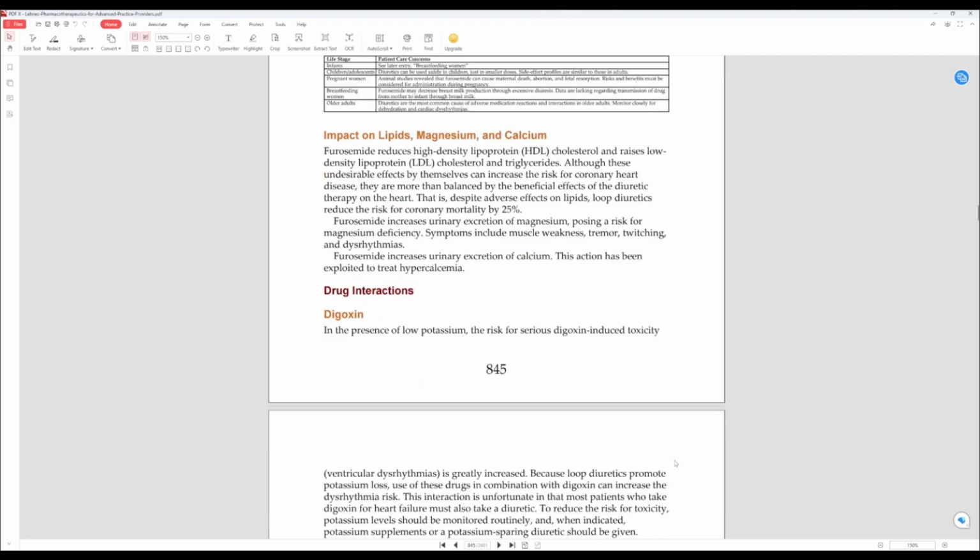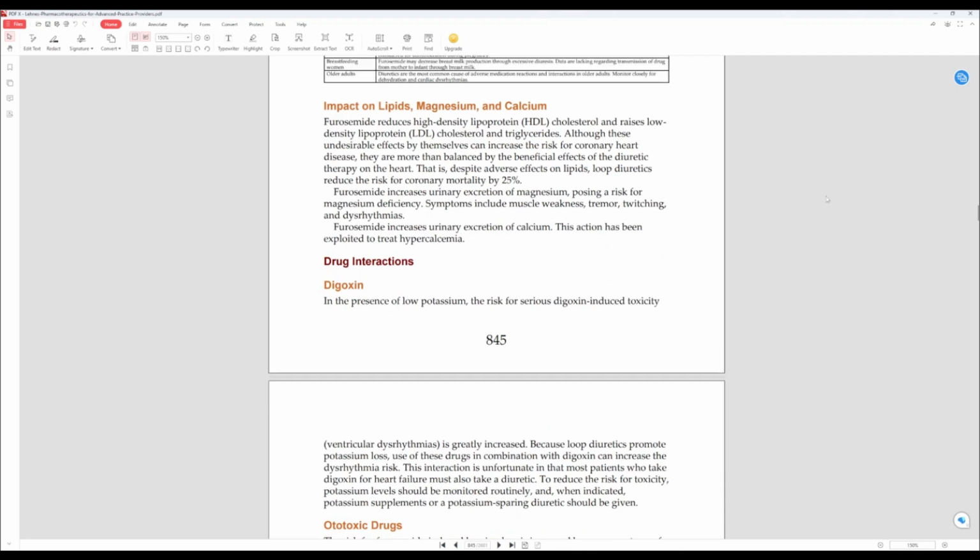Impacts on lipids, magnesium, and calcium. Lasix reduces high-density lipoprotein, your HDL cholesterol, and raises low-density lipoprotein, your LDL cholesterol, and triglycerides. Although these undesirable effects by themselves can increase the risk for coronary heart disease, they are more than balanced by the beneficial effects of the diuretic therapy on the heart. That is, despite adverse effects on lipids, loop diuretics reduce the risk for coronary mortality by 25%.